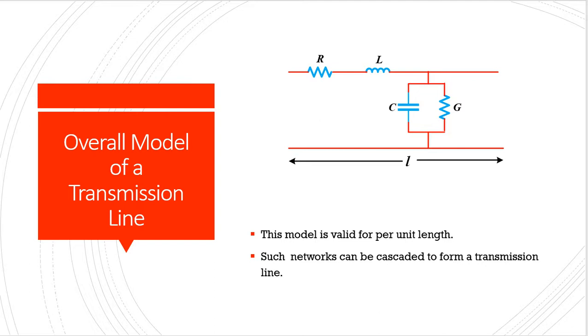Suppose this structure exists for 1 meter, and we have a transmission line of x meters, therefore x such networks will be cascaded to form a transmission line. Okay, therefore we can say that such networks can be cascaded to form a proper transmission line.